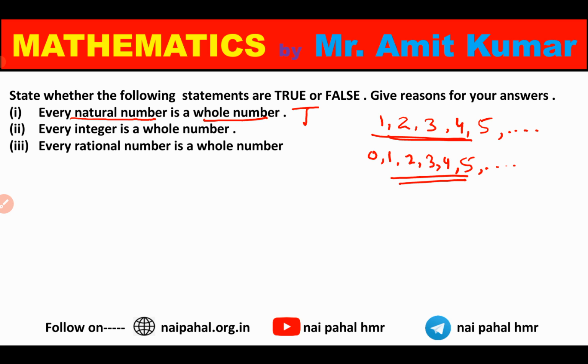For this, we should know about the integers and the whole numbers. As we have already studied the whole numbers, we should discuss only the integers. What are integers? In integers, we get positive values, 0 and negative values, whereas in whole numbers we get only 0 and positive values. We don't get negative values. So this statement seems to be false.